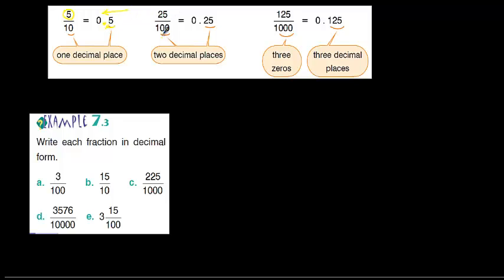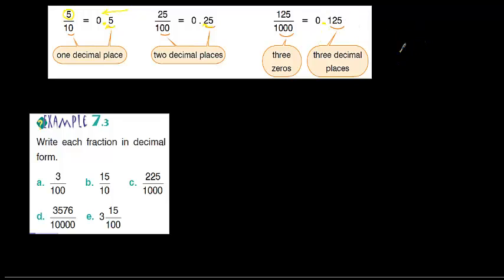The term becomes 0.5. Or 25 over 100, we first write 25, then we decide about the decimal place. There are 2 zeros, so after 2 digits we put the decimal point, and the term becomes 0.25. Here there are 3 zeros, so after 3 digits we put the decimal point, and the term becomes 0.125.